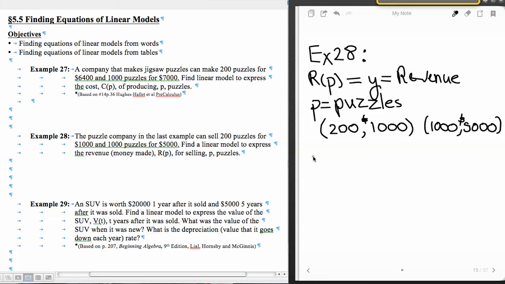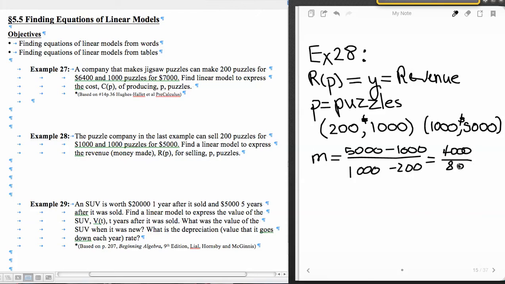So now we're going to find the slope. m is equal to 5,000 minus 1,000, and then that's over 1,000 minus 200. So now we have 5,000 minus 1,000, which is equal to 4,000, and that's over 800 again. So now what we see is that we have 40 divided by 8, which is 5. So that's my slope this time.